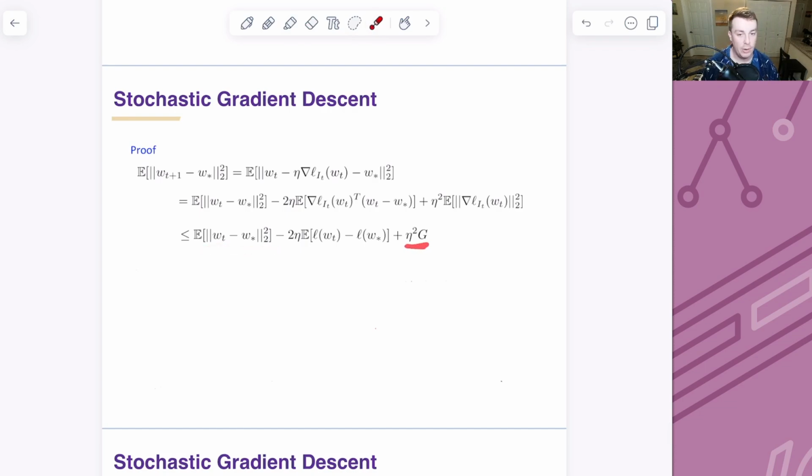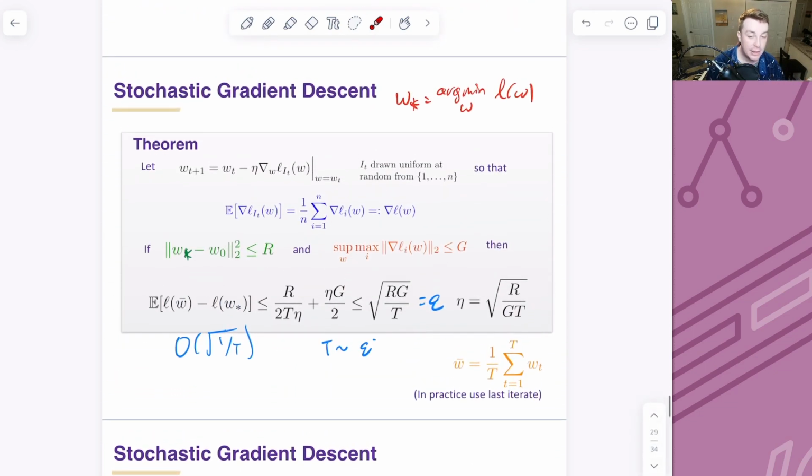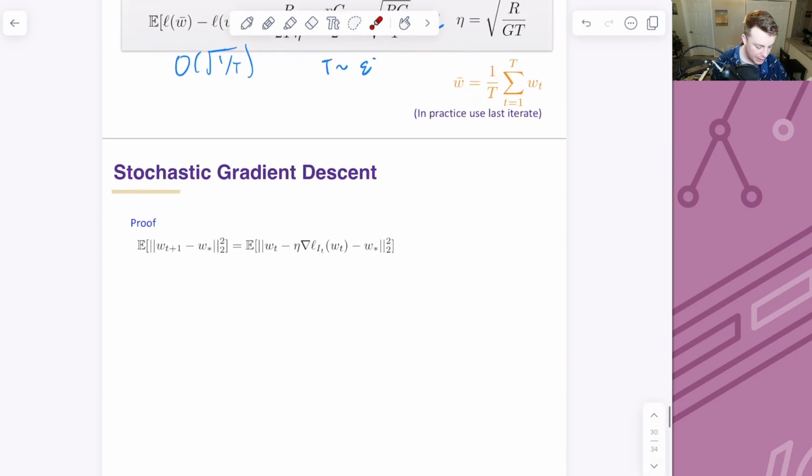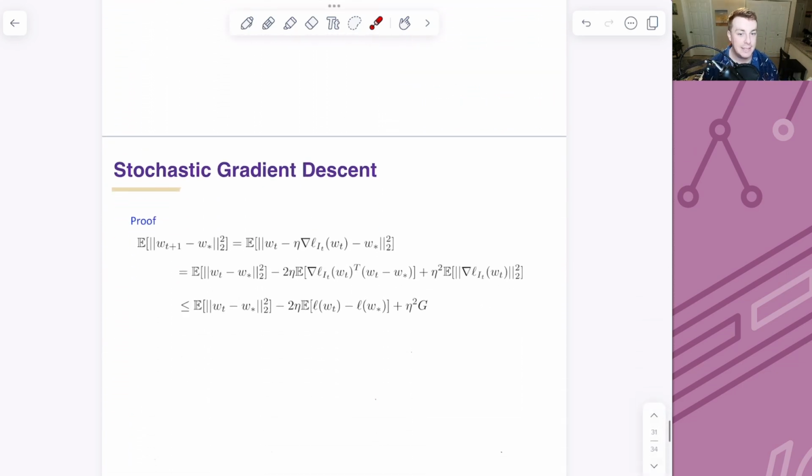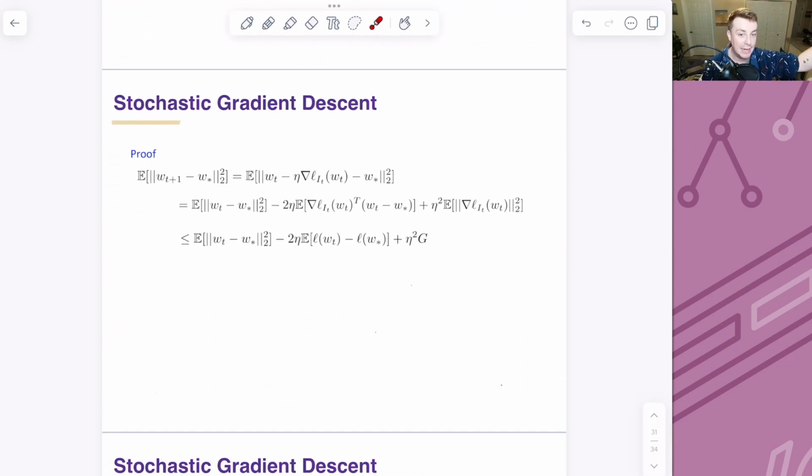The last term is going to be at most eta squared g, from our assumption earlier that the gradients are at most g. So that means for any w and for any i, the gradient is at most g. So I'm upper bounding this distance by saying it's at most eta squared g. I'm just plugging this value, at most g, into my equation.